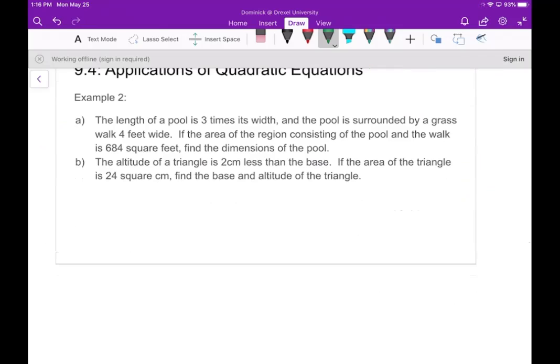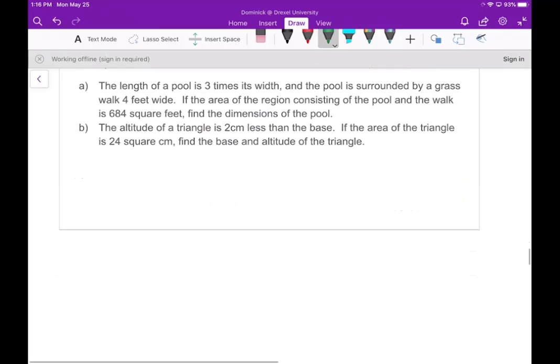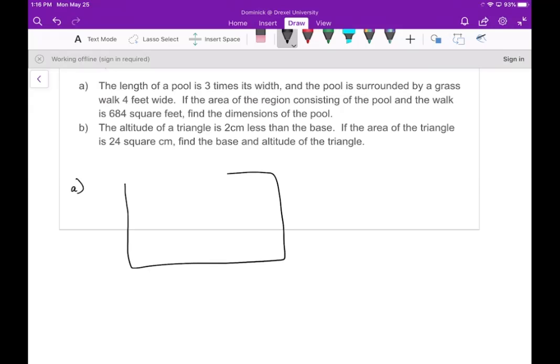In example 2, we have that the length of a pool is 3 times its width, and the pool is surrounded by a grass walk 4 feet wide. The area of the region consisting of the pool and the walk is 684 square feet. Find the dimensions of the pool. So let's first draw this out. We have this rectangular pool here, surrounded by this grass walkway. So this is all grass.